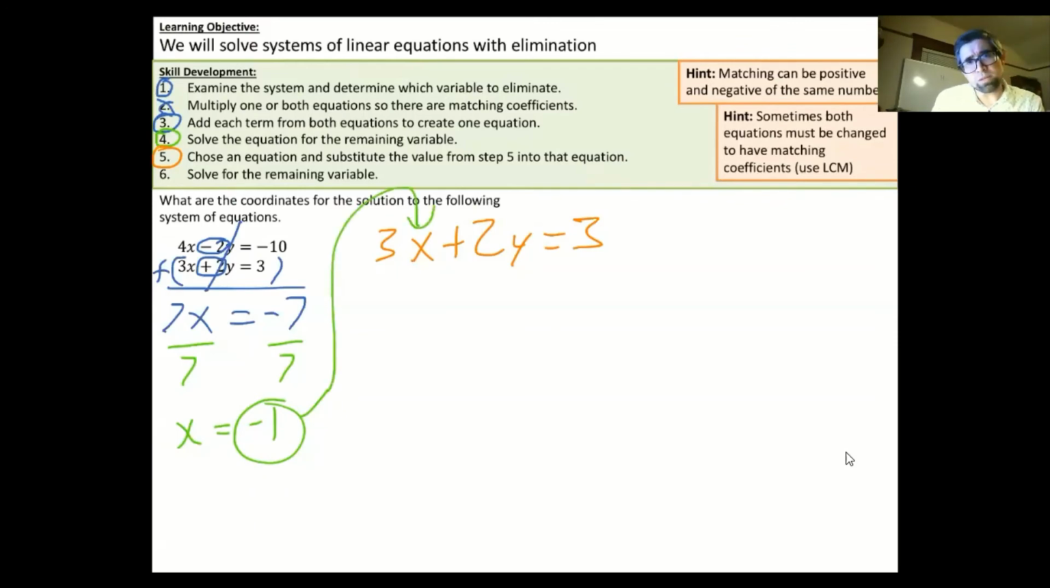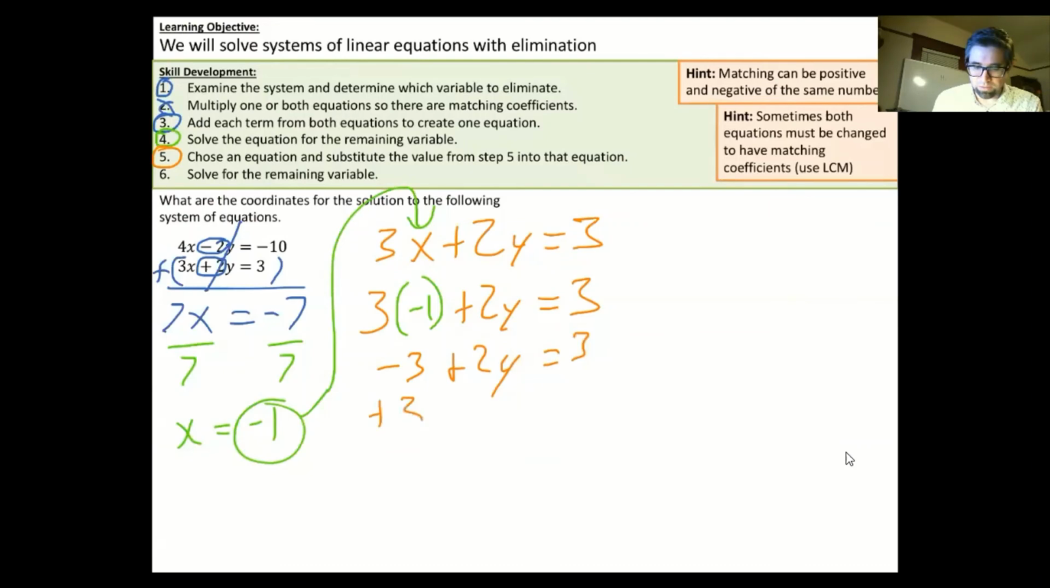Whenever we do substitution, we're always going to use parentheses. That tells somebody that we did substitution, and it also lets us distribute if we have to. I'm going to rewrite the rest of the equation, and now let's solve for y. 3 times -1 is -3, plus 2y equals 3. I want to find out what y equals, so let's get all of the numbers away from it. I'm going to add 3 to both sides. That leaves me with 2y equals 6. Divide both sides by 2, and I have y equal to 3.